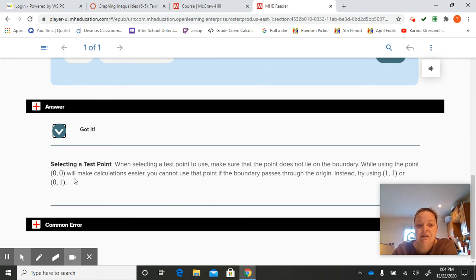Using the point 0, 0 makes calculations easier, but you cannot use the point if the line passes through the origin. Instead, try 1, 1 or 0, 1. Right? So make sure it doesn't end up on the exact line that you are creating.